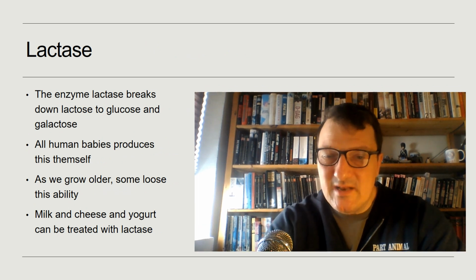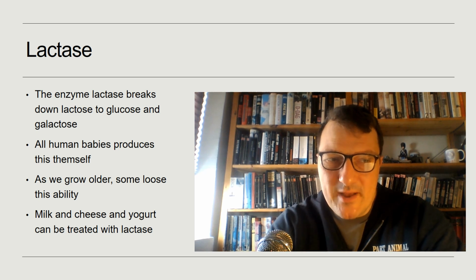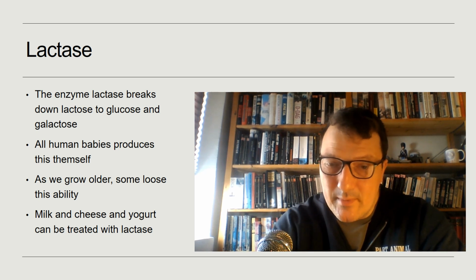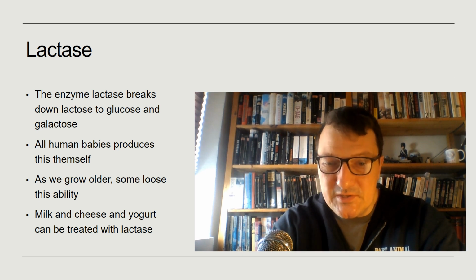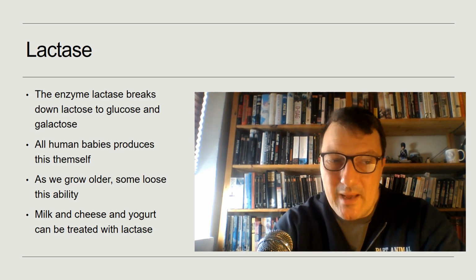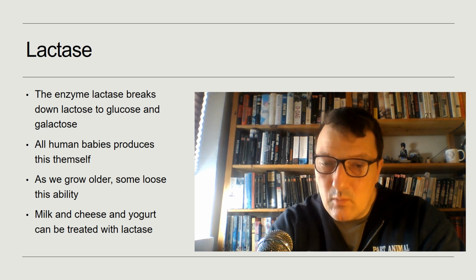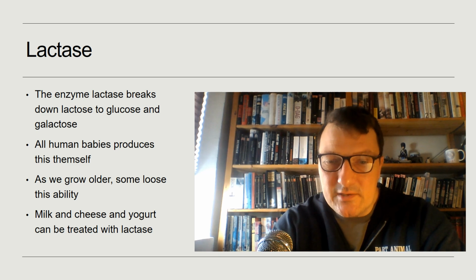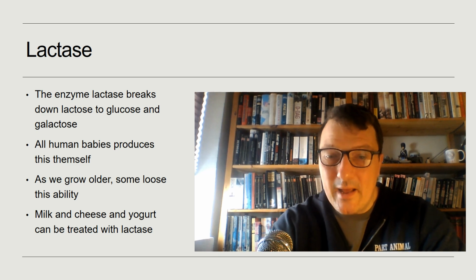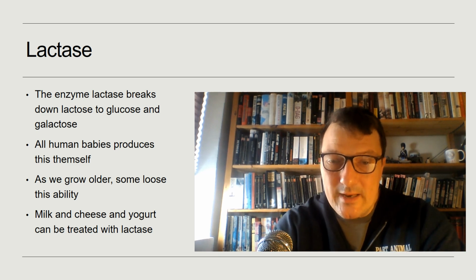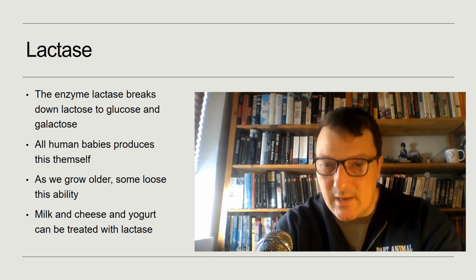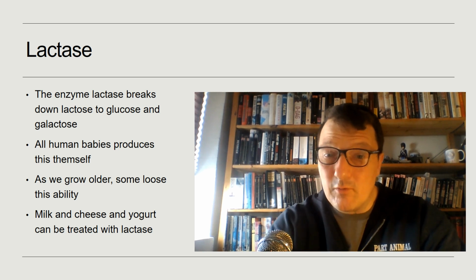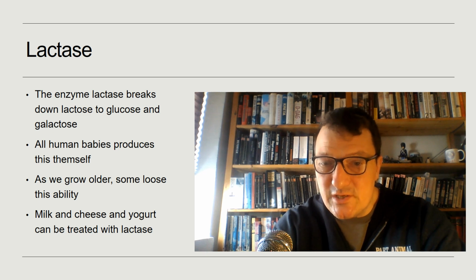Another enzyme is lactase. Lactase breaks down lactose in the milk to more simple sugars, which makes it easier to digest. Now, all human babies produce this themselves, so when you get milk from your mother, you're able to digest it and get the energy from it. But as we grow older, some people lose this ability to produce this enzyme. I, for example, have no problem. I can drink milk and eat cheese, have no problem.